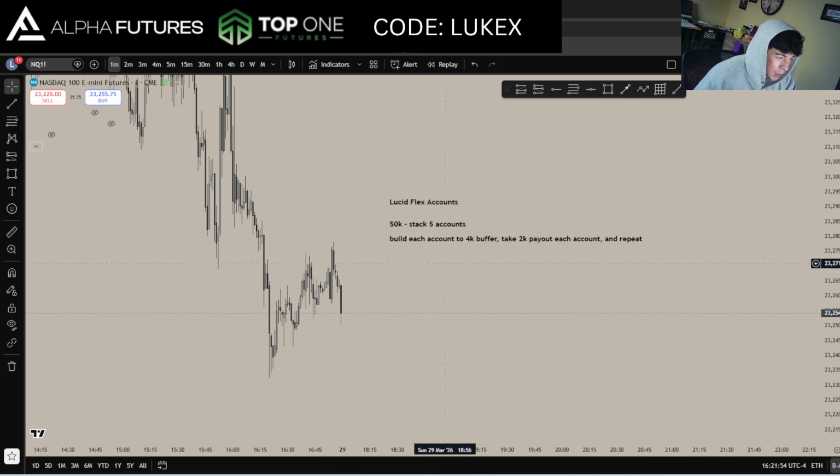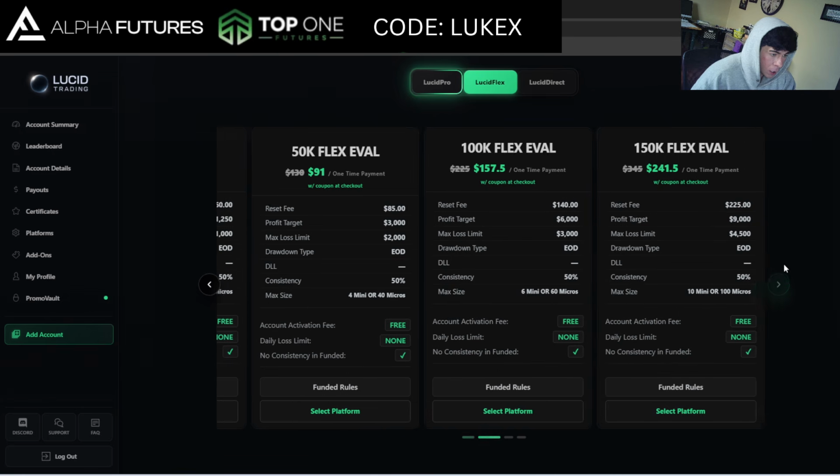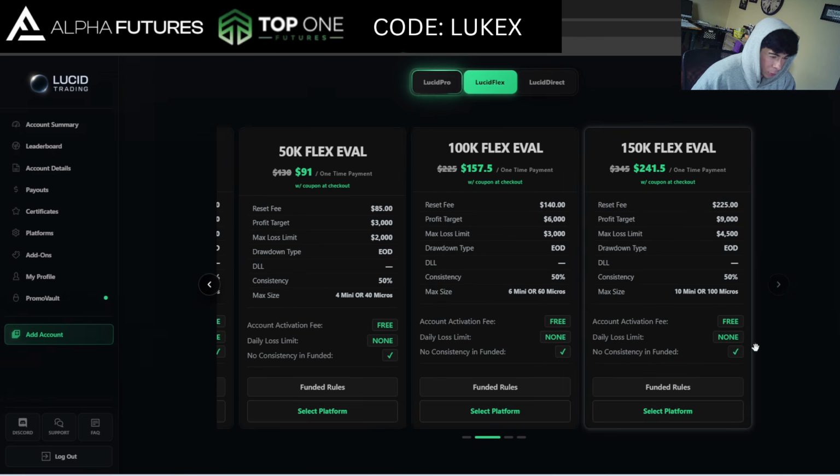So anyway, this is the method that I would recommend. Obviously, build the accounts up slowly to a 4K buffer or whichever way you prefer. Take the payouts on each account and then just keep repeating. Again, 2K max payout per account, and these are the Lucid Flex accounts. So obviously on the 150s, I'm not going over them really, but you just know you have more drawdown, more profit target, and they're just more expensive, right?